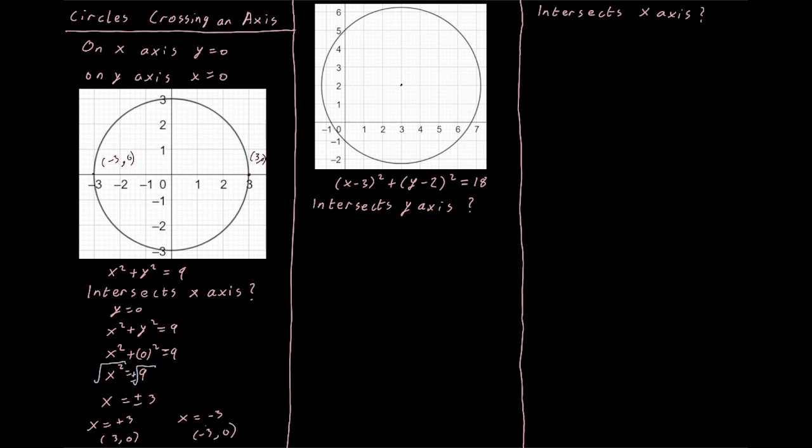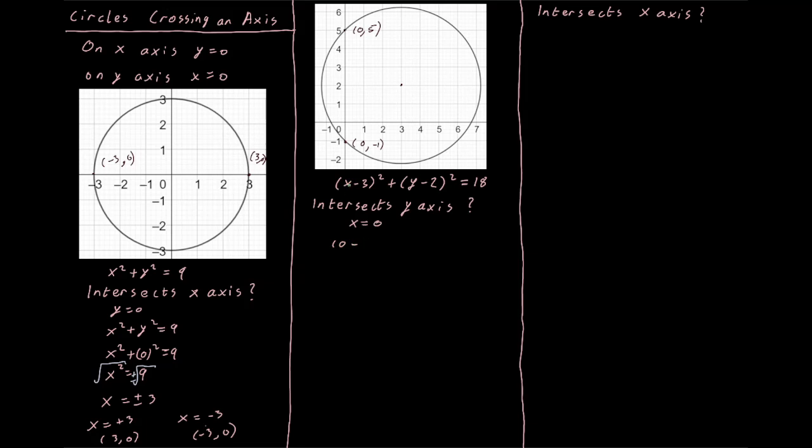Well, when we're crossing the y-axis, we know that x is going to be equal to 0. That's what this question mathematically ends up meaning. We can see visually that that's going to happen at 0, 5 and at 0, -1. So that's what we're expecting our answers to be. Where are we going to cross the y-axis? So let's see what happens. So we just set x is equal to 0, and we try and solve our equation.